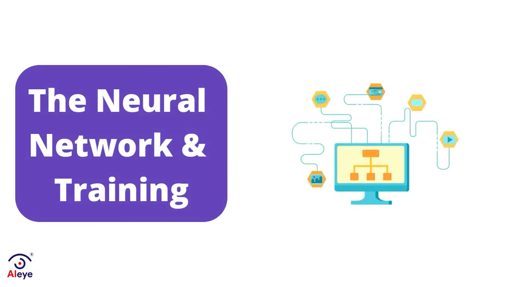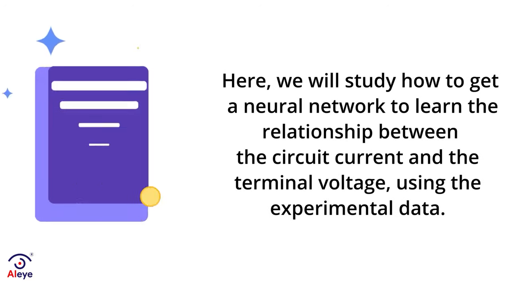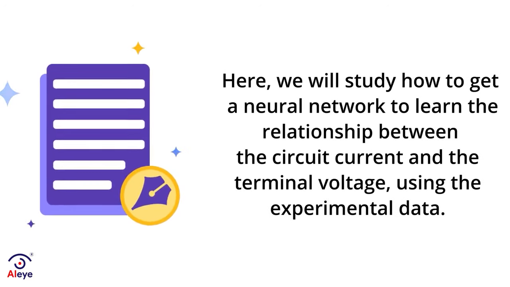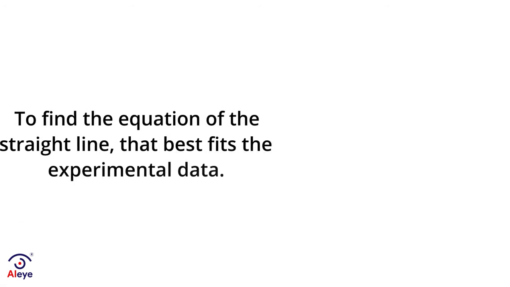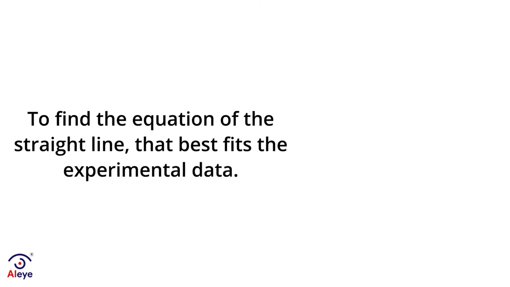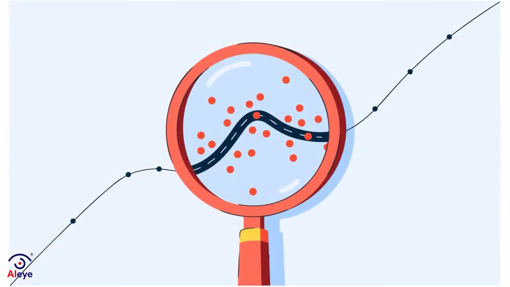The neural network and training. Here, we will study how to get a neural network to learn the relationship between the circuit current and the terminal voltage using the experimental data. In other words, to find the equation of the straight line that best fits the experimental data. This is called curve fitting or regression.